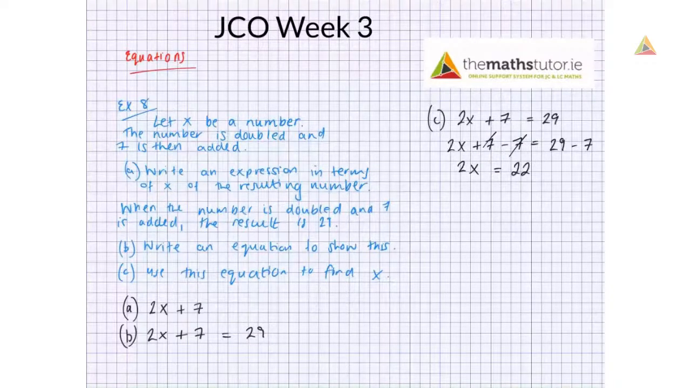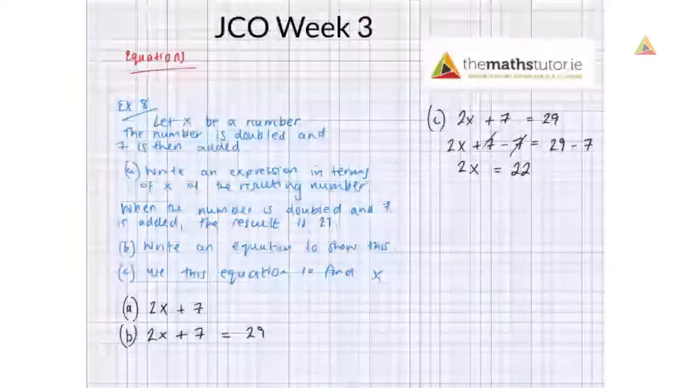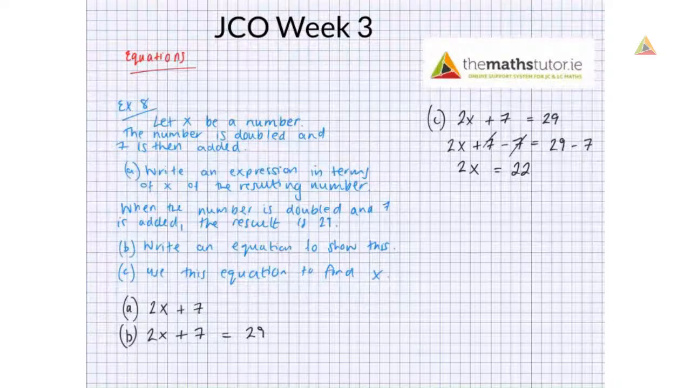Now here we want to get x on its own, so we need to get rid of the 2. The way we get rid of the 2 is divide by 2. If we're dividing by 2 on this side, we need to divide by 2 on this side. So it's going to be 2x over 2 equals 22 over 2. 2 divided by 2 is 1, so you're left with x is equal to 22 divided by 2 is 11. And that's the answer, so x is equal to 11.